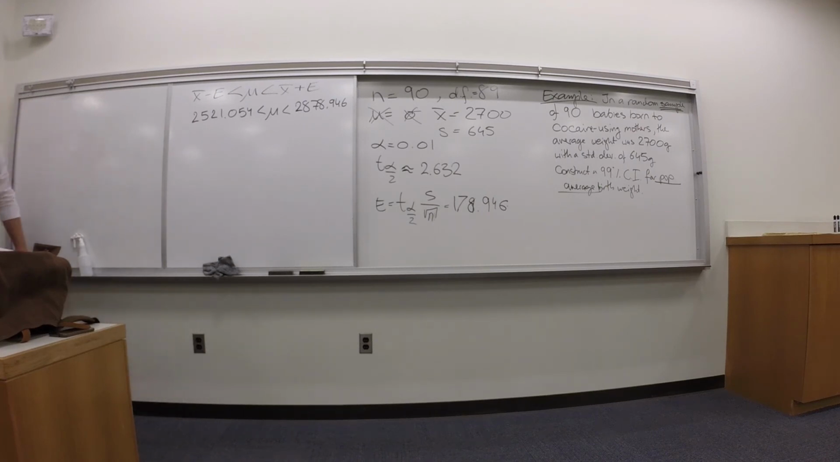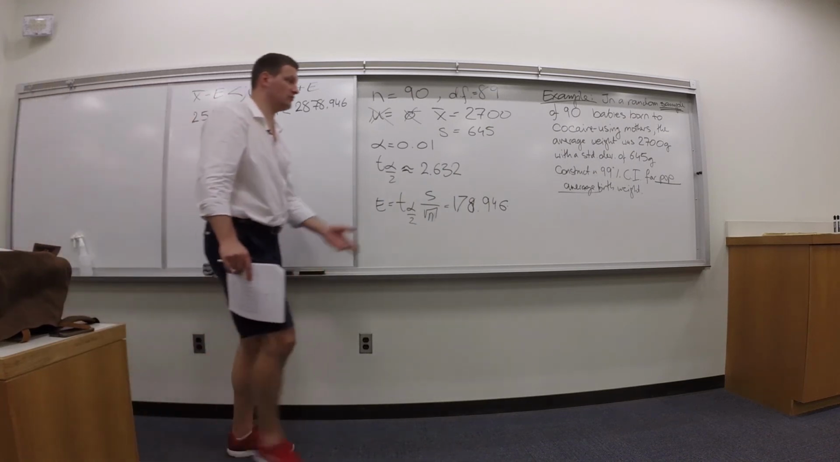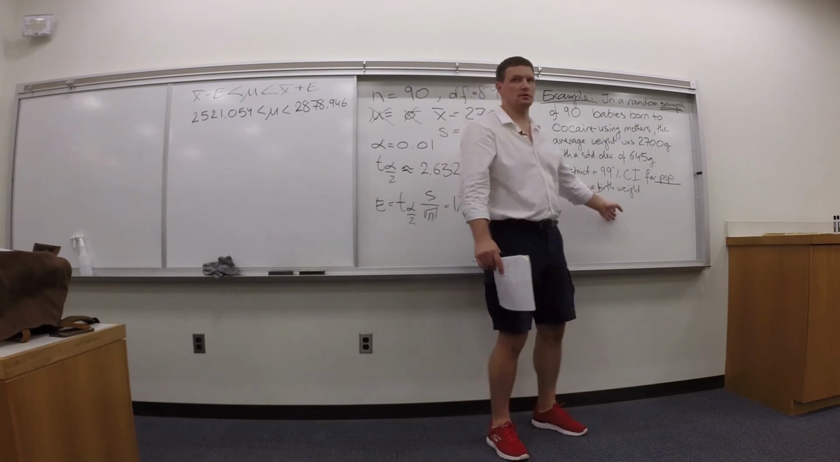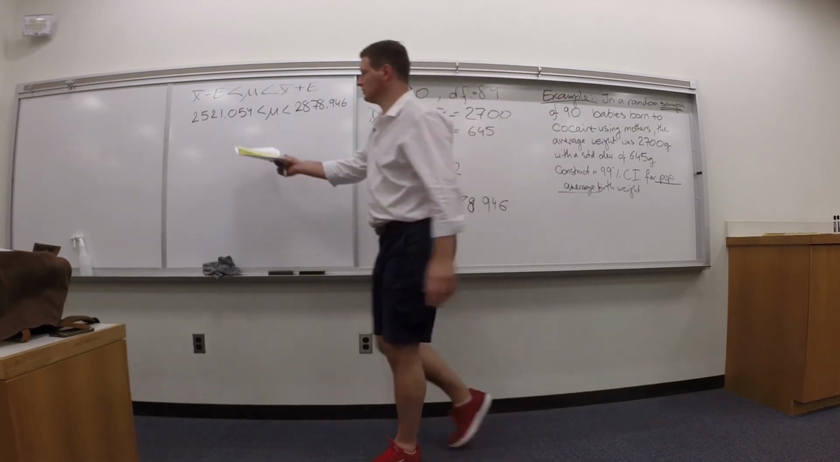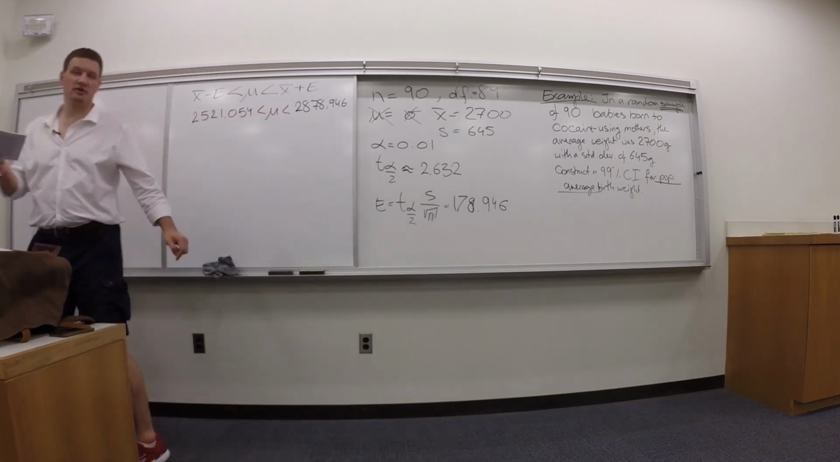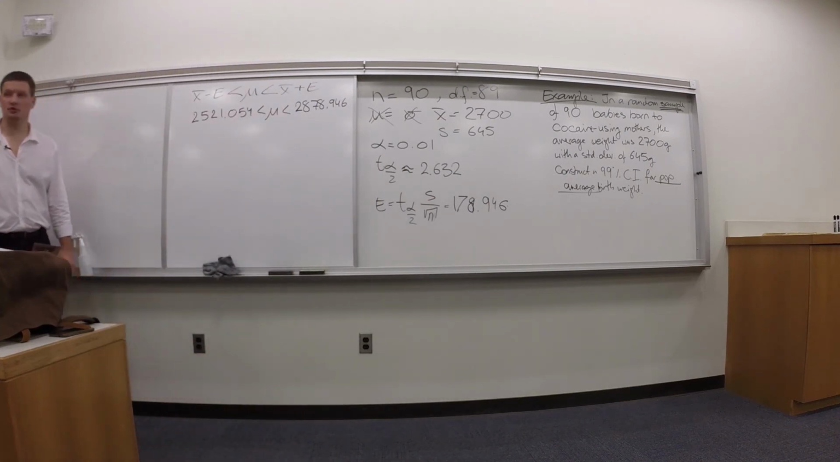And again, I don't know what the population average of birth weights is, but I'm 99% sure it's going to be between 2521 and 2878.